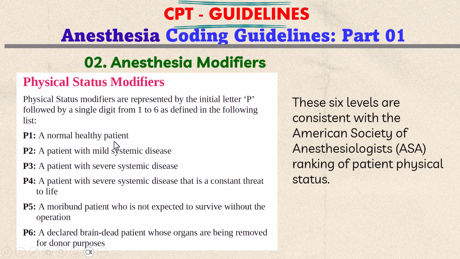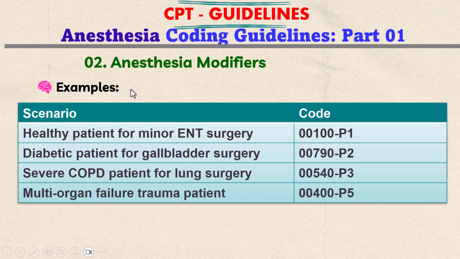P1 for a normal healthy patient, P2 for a patient with mild systemic disease, P3 for a patient with severe systemic disease, P4 for a patient with severe systemic disease that is a constant threat to life, P5 a moribund patient who is not expected to survive without the operation, P6 a declared brain dead patient whose organs are being removed for donor purposes. So these 6 levels are consistent with the American Society of Anesthesiologists ranking of the patient's physical status.